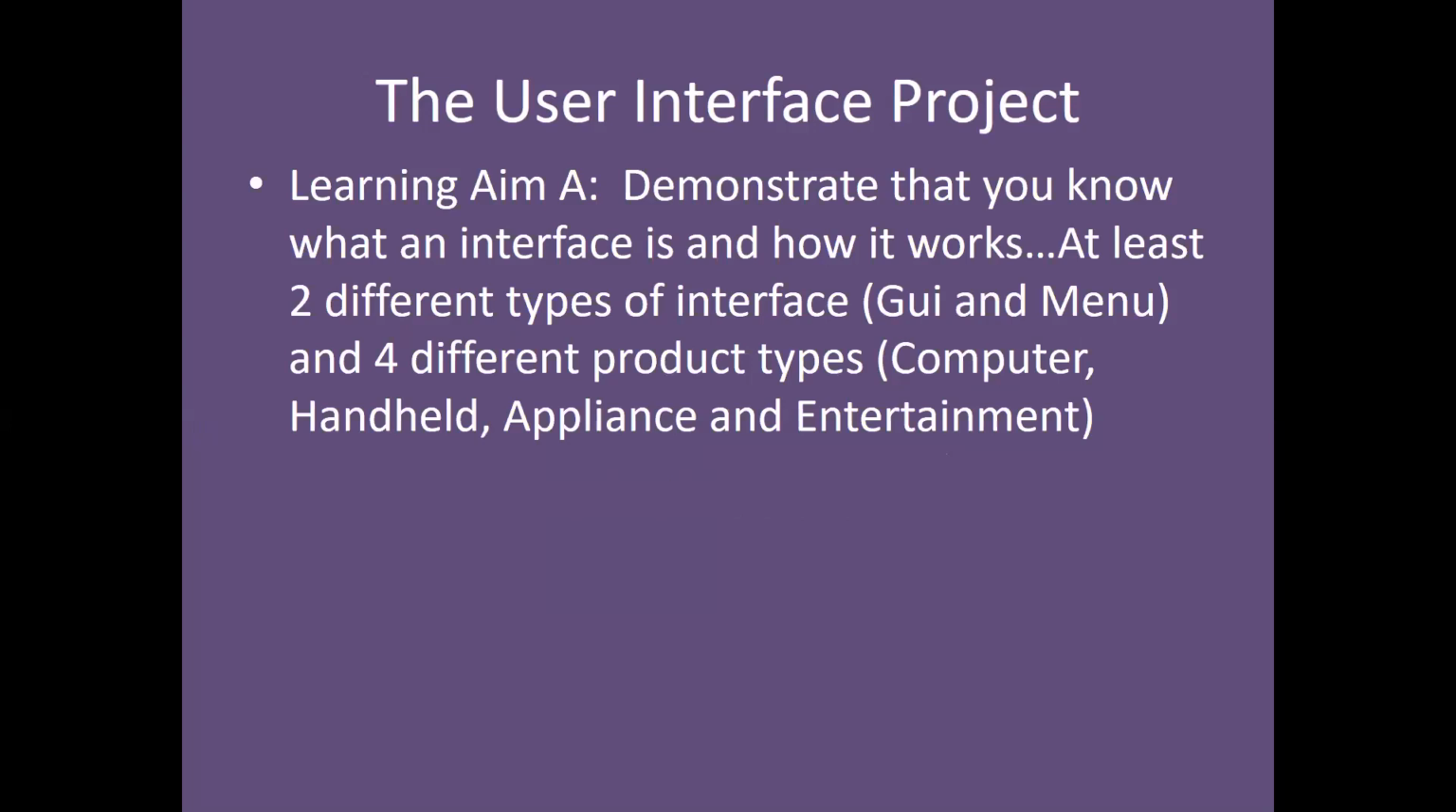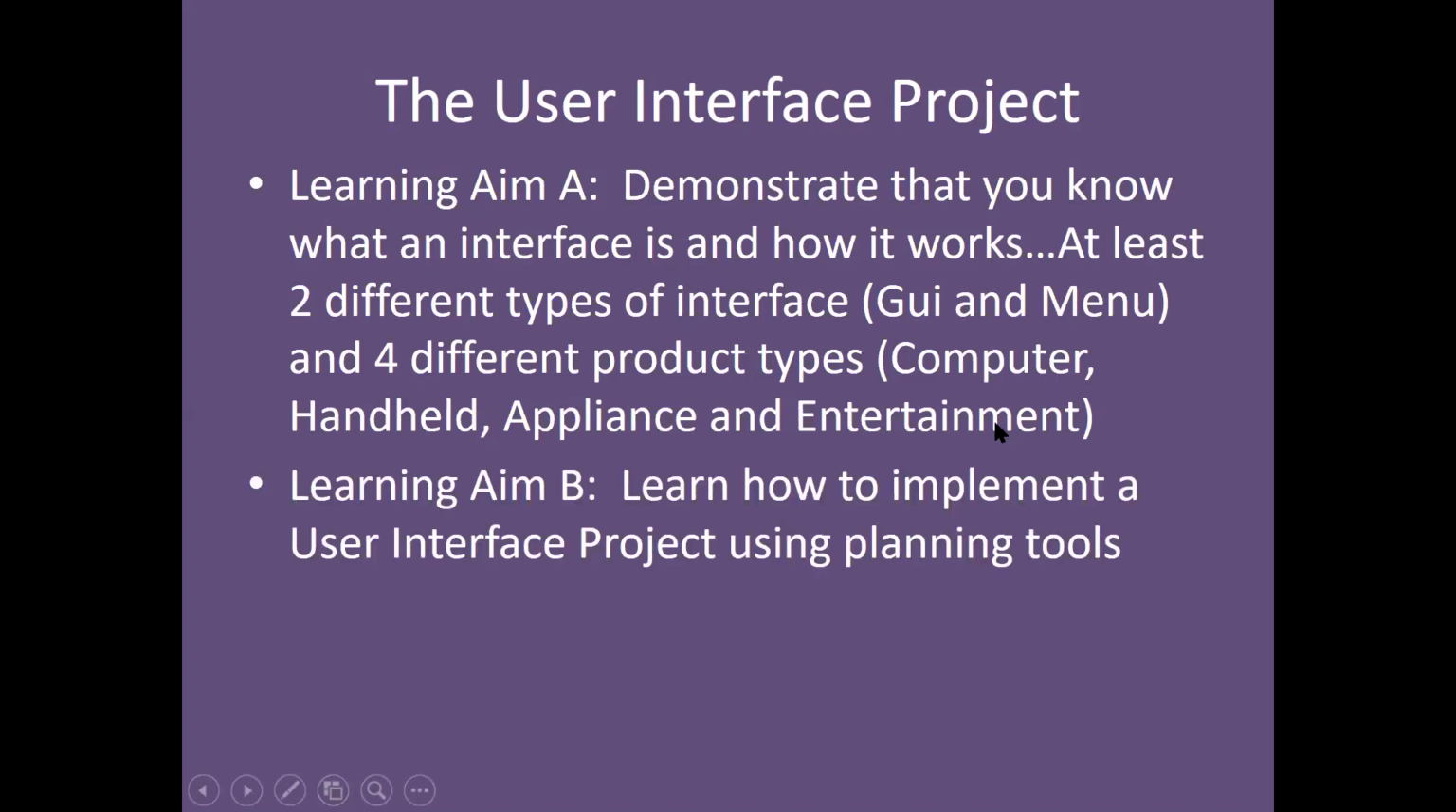This is Learning Aim A. And in Learning Aim A, you're demonstrating that you know what an interface is, that thing we use to talk to machines, and how it works. That you have at least two different types of interface, both GUI and menu, and four different types of product: computer, handheld, appliance, and entertainment system.